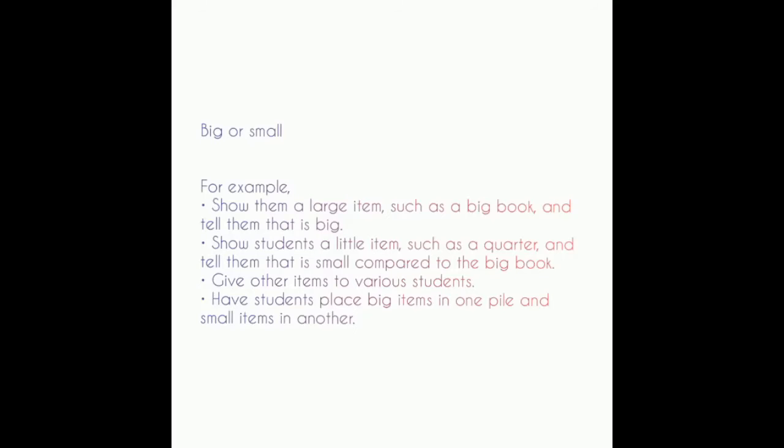The next one is big or small. For example, show them a large item such as a big book and tell them that it's big. Show students a little item such as a quarter and tell them that it's small compared to the big book. Give other items to various students. Have students place big items in one pile and small items in another.